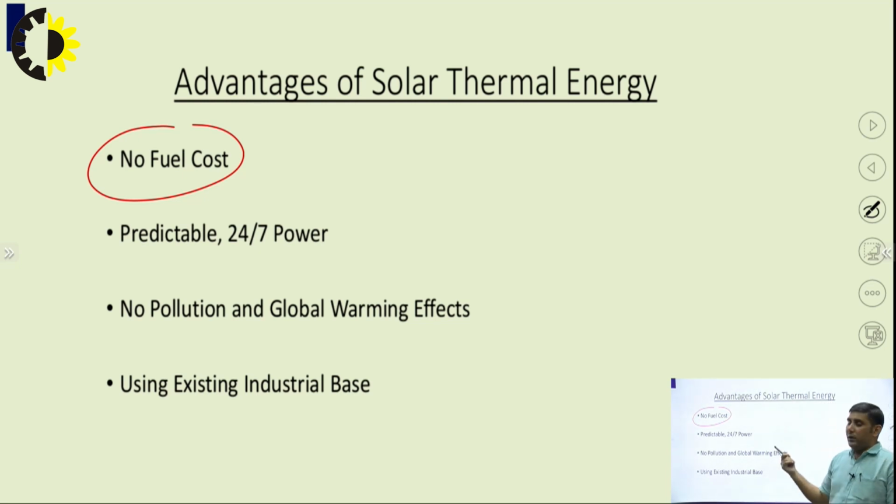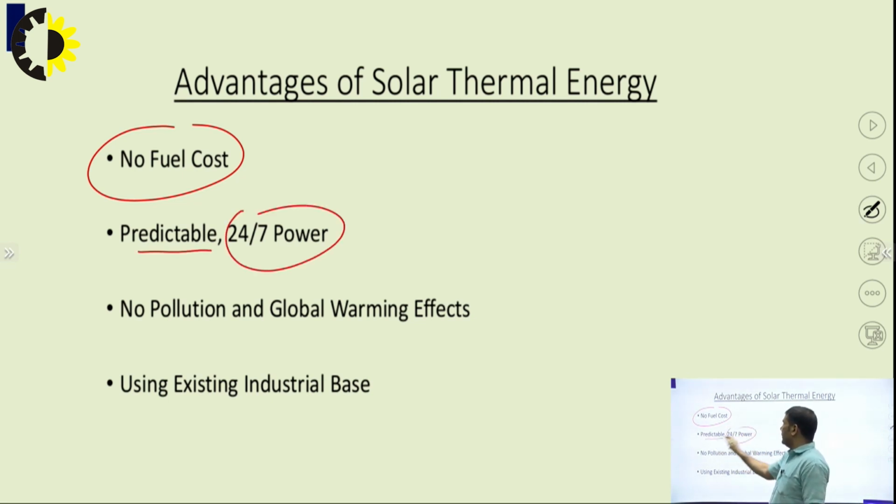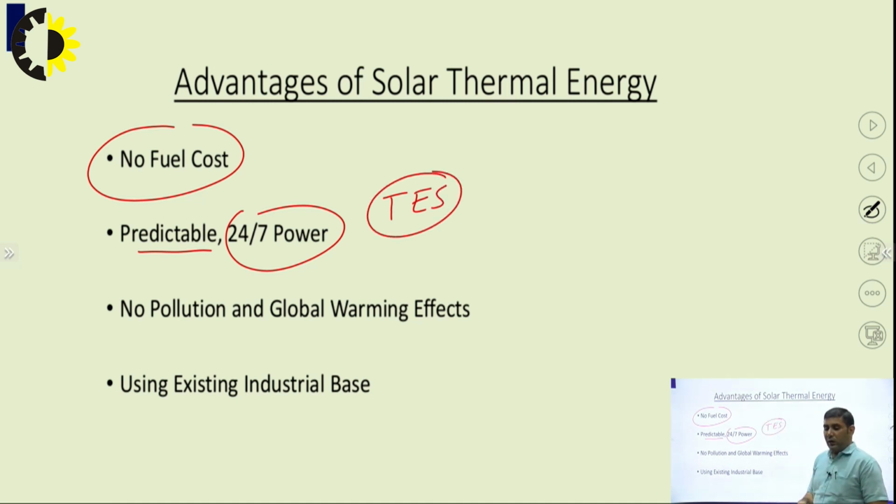The only limitation is that our geographical location should be such that the sun rays reach the earth surface, or our solar thermal power generation station site, directly without any hindrance, and this is predictable. Another advantage is that 24/7 power supply is possible. Why is it so? It is because of the thermal energy storage, TES. When the sun is not there, we can store the energy in the thermal energy storage system, as we discussed in today's lecture, and it can be used during the night hours.